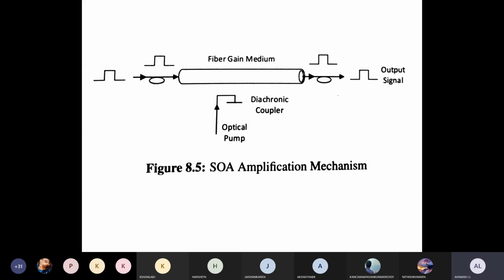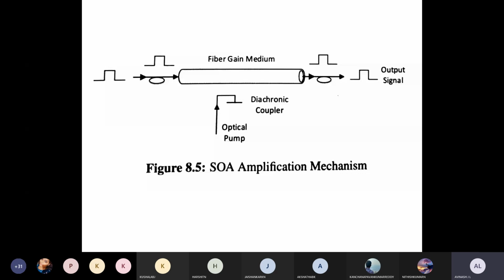You can see the entry and exit. When you compare the entry and exit, there is a small amount of change, a small amount of gain, or else I can say that the required amount of gain has been increased. That amplified signal will be traveling through the optical fiber and we receive the optical signal on the output side. So that is another way of understanding the SOA amplification mechanism.